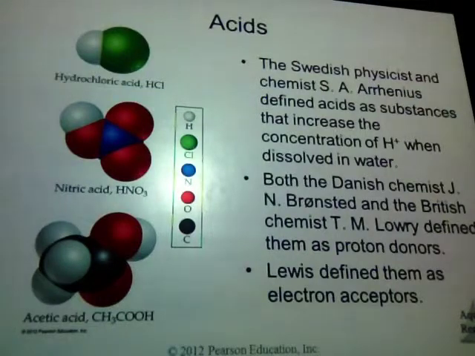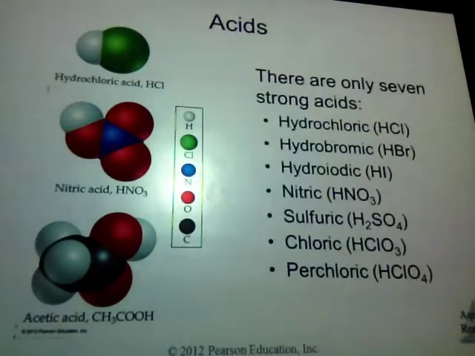So Arrhenius says that acids will increase the concentration of hydrogen ion, and then Bronsted-Lowry just says that acids are considered to be proton donors, which will also show an increase of hydrogen ion in solution.